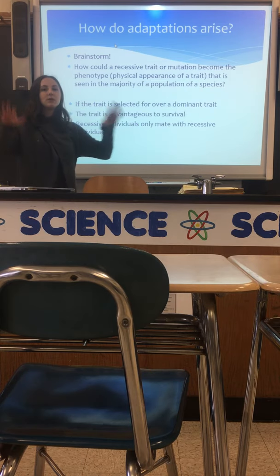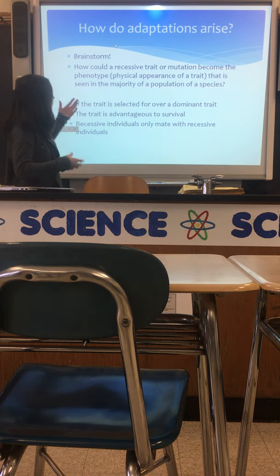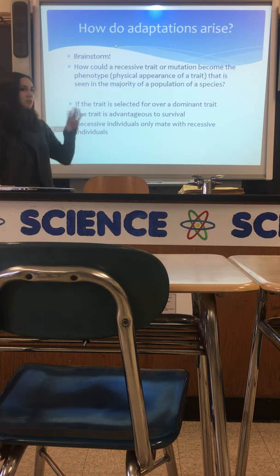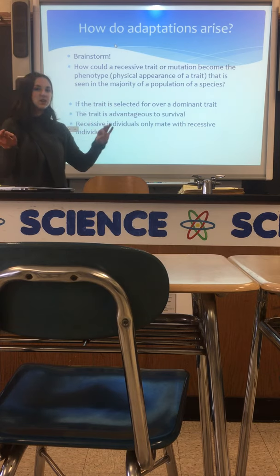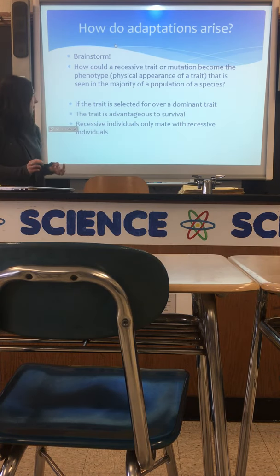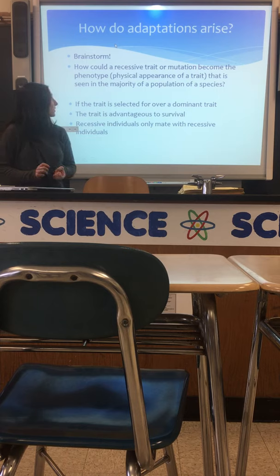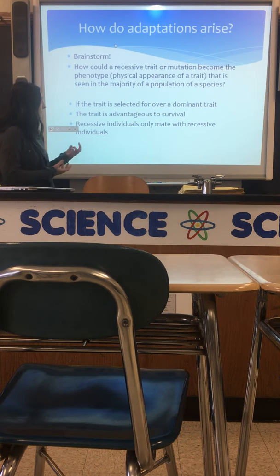Okay, so now we're just gonna take in that information that we just gathered and talked about, and we're gonna brainstorm. So how could a recessive trait or a mutation become the phenotype? The trait that's expressed that we're seeing in the majority of a population. So how could that mutation all of a sudden become the majority phenotype in a population of a species?